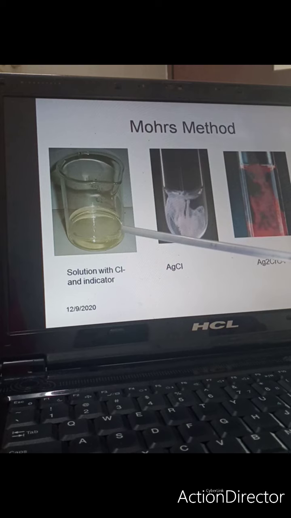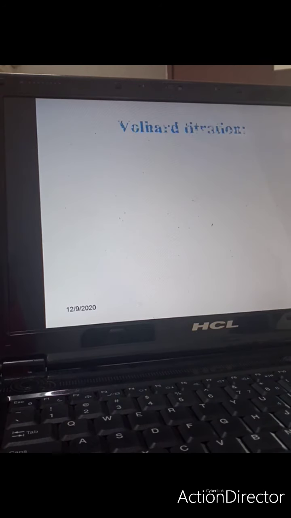So that will be our end point, and we will be noting that reading. So this will be the solution when we are taking the water sample with chloride ions, and then we are putting indicator in that. It will look like this, and when we are titrating it with the AgNO3, we will be getting a white precipitate. And after titration, when we are about to reach the end point, we will get a brick red color. So this is how Mohr's method is done.